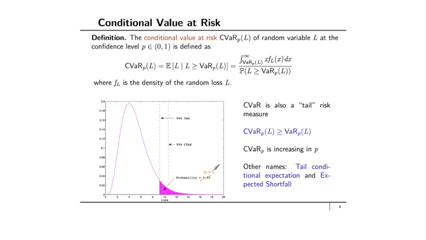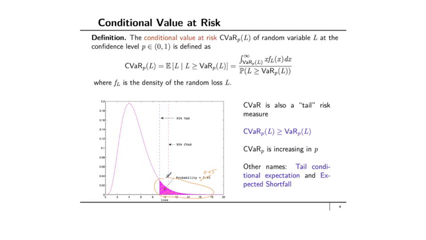The conditional value at risk of a random variable L is the expected loss beyond the value at risk level. So here are all the losses that are beyond the value at risk. When you compute the conditional value at risk, you take this loss, compute the conditional probability of these losses, and take the expectation according to it.